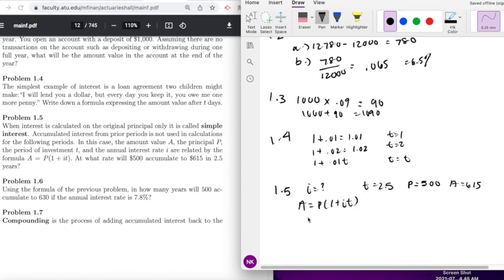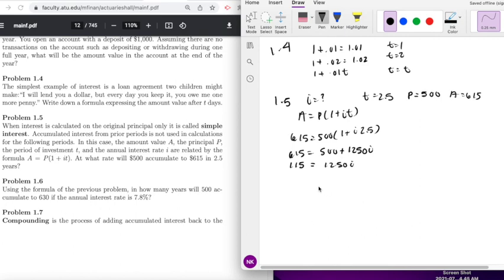So using all that, we just plug it in. 615 is equal to 500 times (1 plus I times 2.5). We're going to distribute that 500. So this is 615 equals 500 plus 1250 I. Bringing the 500 to the other side, 115 is equal to 1250 I. Dividing by 1250 on each side, you get I is equal to 0.092 or 9.2%.